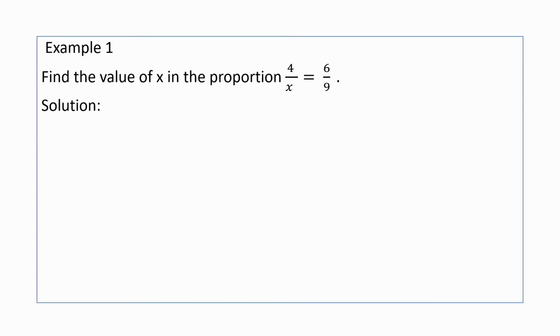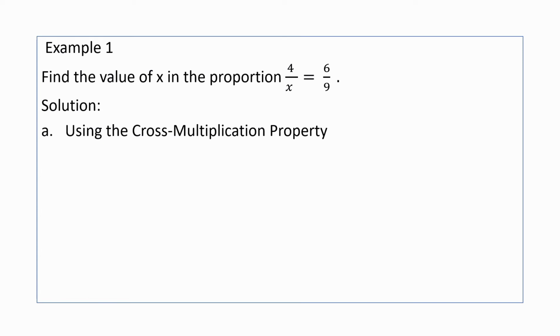Okay, let's have example 1. Find the value of x in the proportion 4 over x is equal to 6 over 9. So, solution now. At this time, I'm going to show you how to apply some of the properties of proportion in solving for the value of x. So we have here number 1.